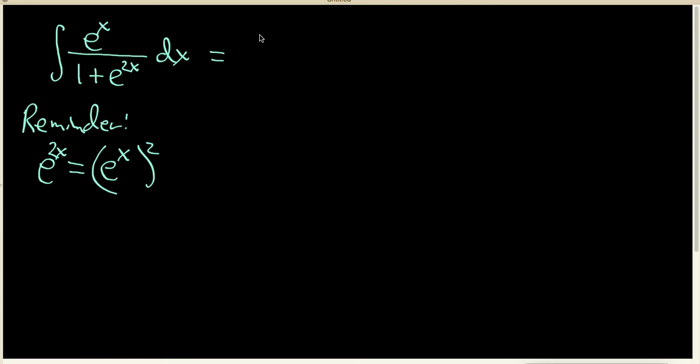So I use this fact, and I get that the integral becomes e to the x over 1 plus, and I want to highlight the new stuff. I'm changing that e to the 2x into e to the x quantity squared. And then, of course, I have the dx.